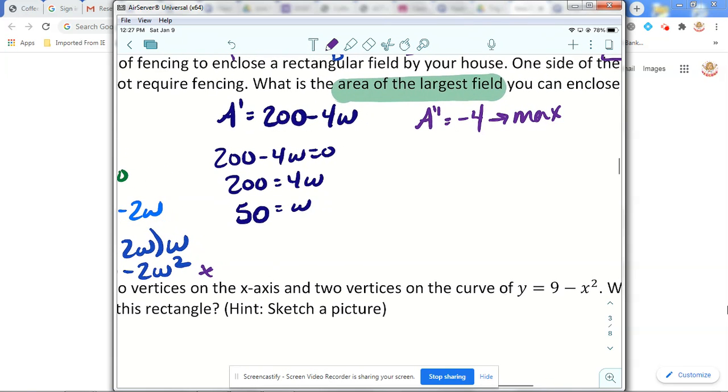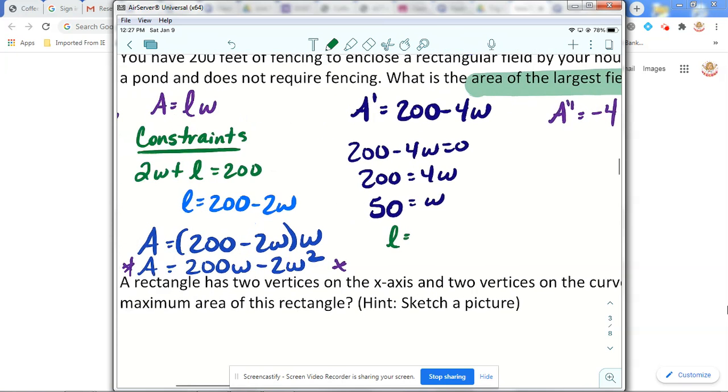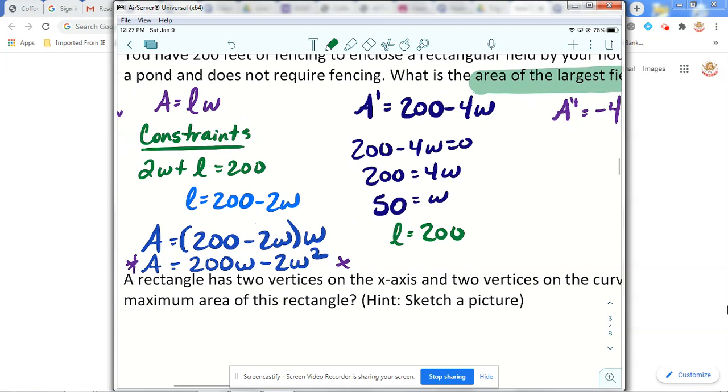Okay, so we want the area of the largest field. So that means that we need to find the length whenever W is 50. So I know that's 200 minus 2 times 50, or 200 minus 100, which is going to be 100.